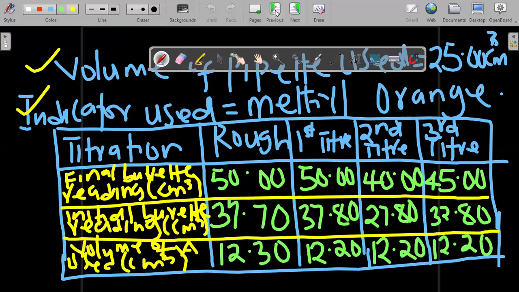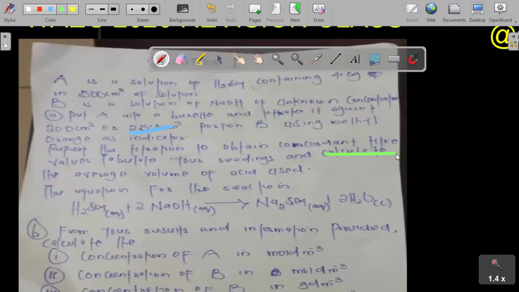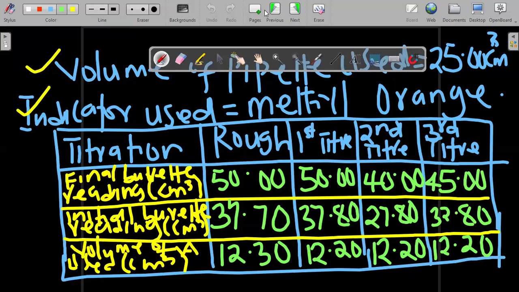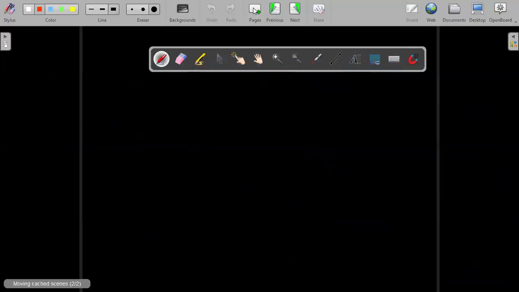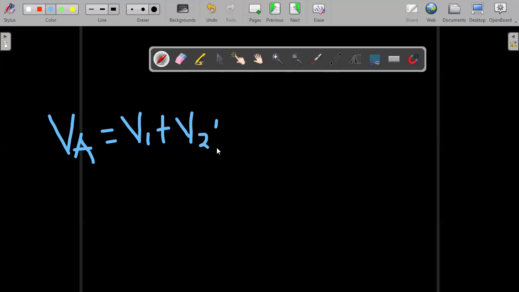Now, if you go back again, it says calculate the average volume of acid used. So I have to do that now. So how do you calculate the average volume now? You are going to use these 3 values. Your interest is based on these three values here. That's what you use to calculate the average volume of acid used. So I would say the average volume now, which is my VA. The average volume, I write it as VA. Average volume of the acid now becomes V1 plus V2 plus V3 divided by 3.